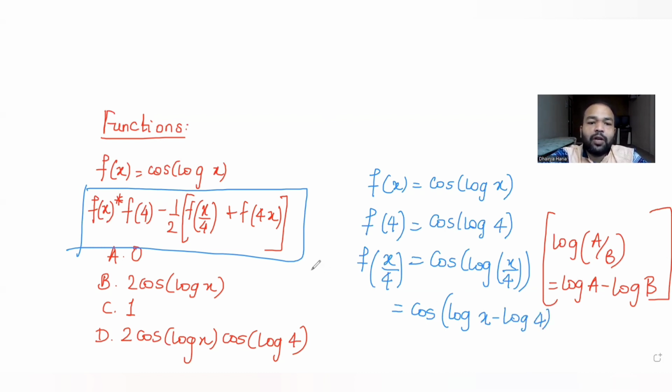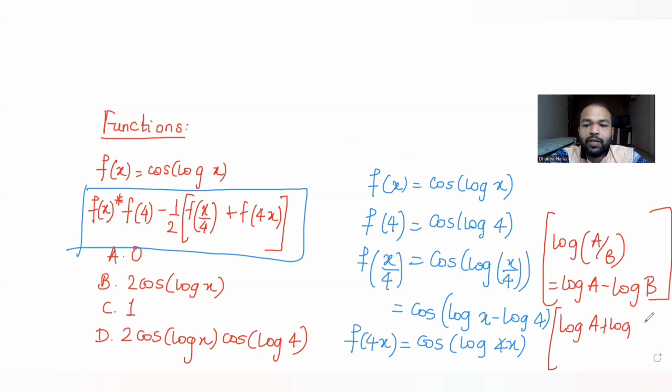And further, we have been told f of 4x. So instead of x, I'm writing now 4x. That is cos of log 4x. Now what I get here is, again, I can use the idea: log a plus log b, whenever there's a sum of two logarithmic functions, we know it is nothing but the product of the two, so a into b. So in this case also, it becomes cos of log 4 plus log x.